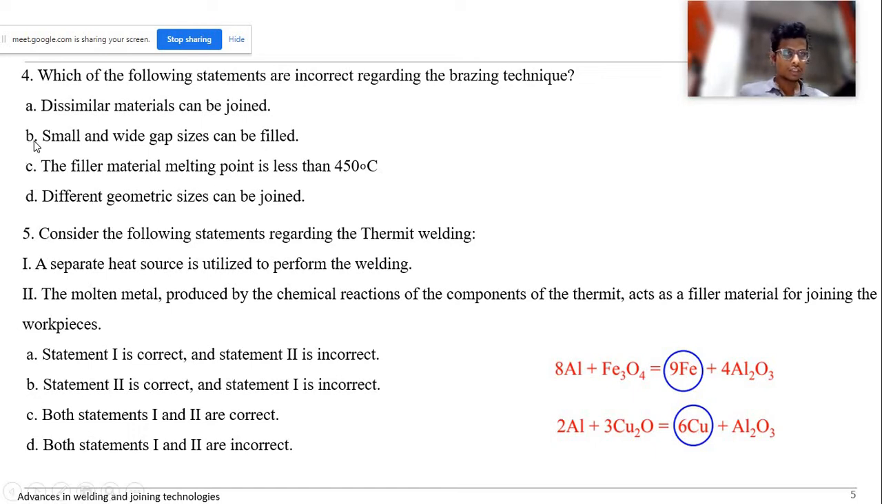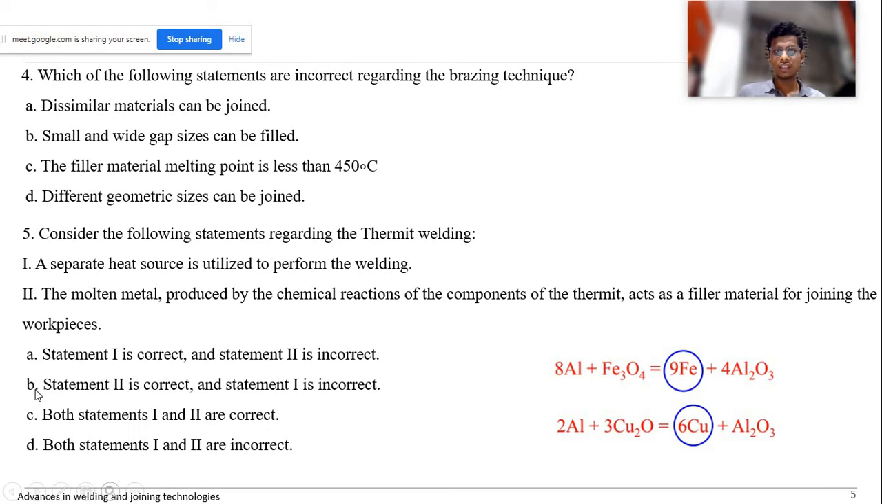Someone has stated B. Okay. Only one or two people are active, and the rest of the things. See, this should be an interactive session so that you guys also will understand better. Someone has said B, small and wide gap. Okay, someone has stated can be filled. No, the question is about incorrect, not correct.